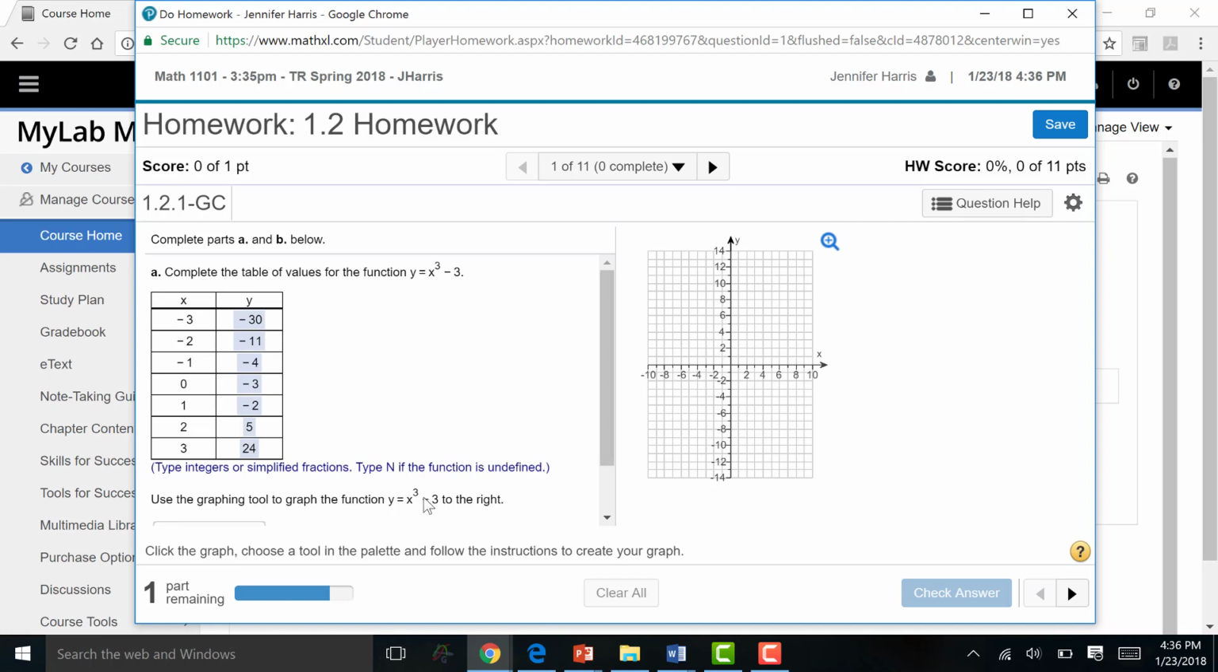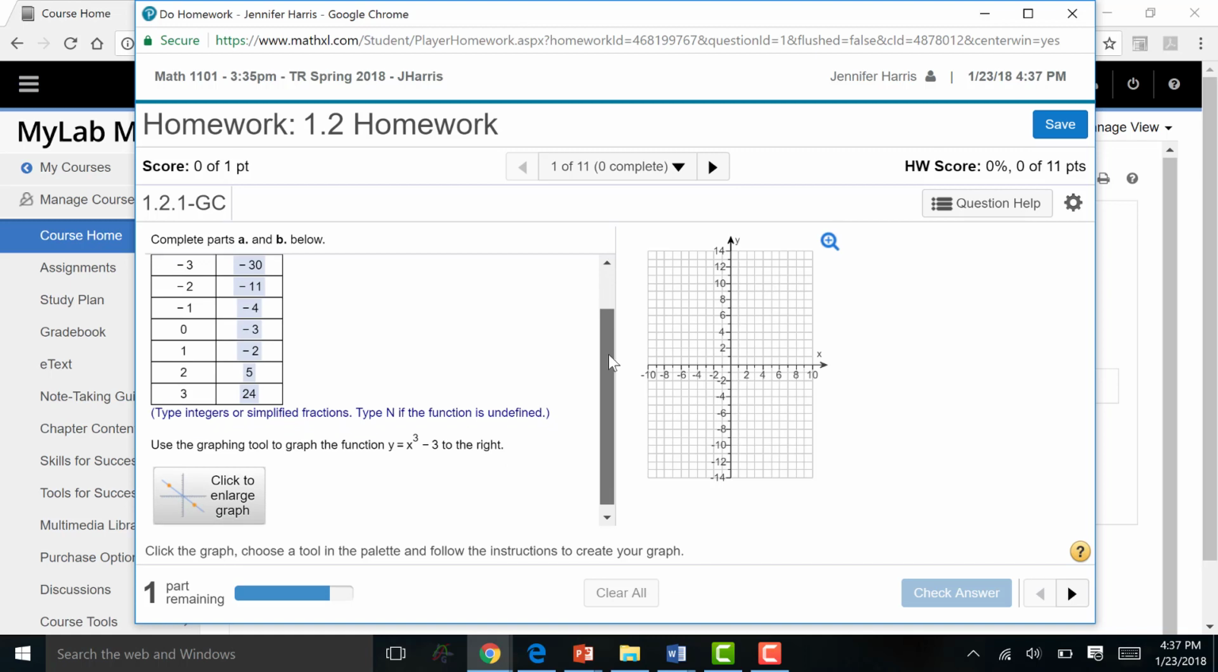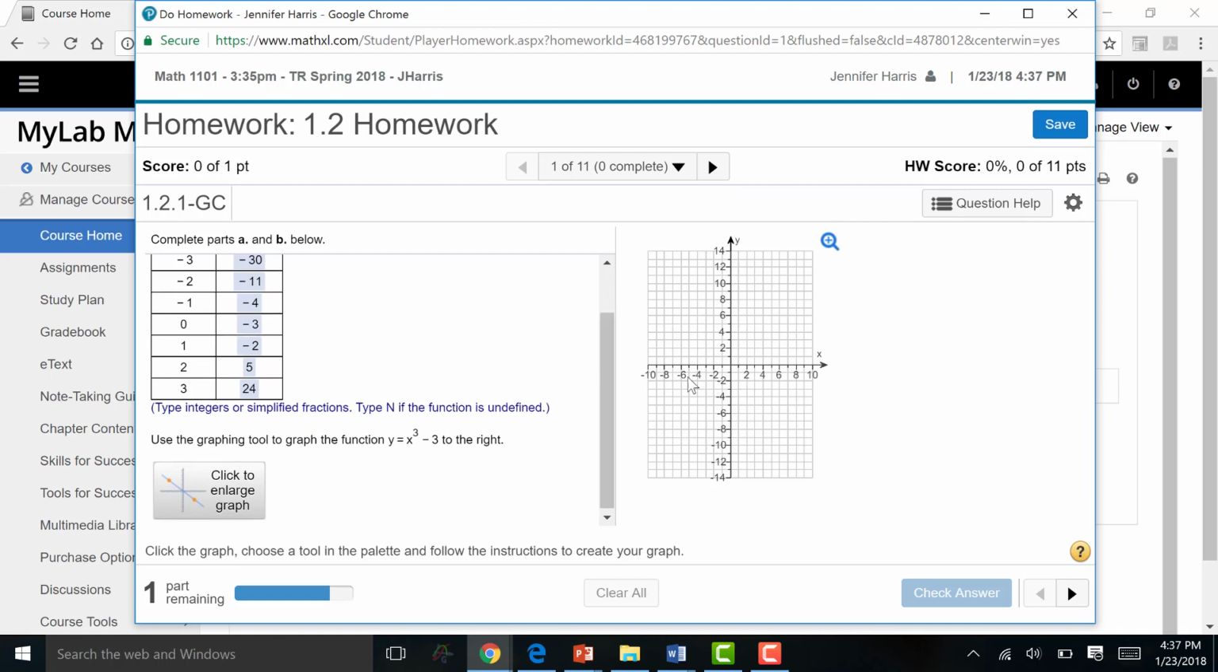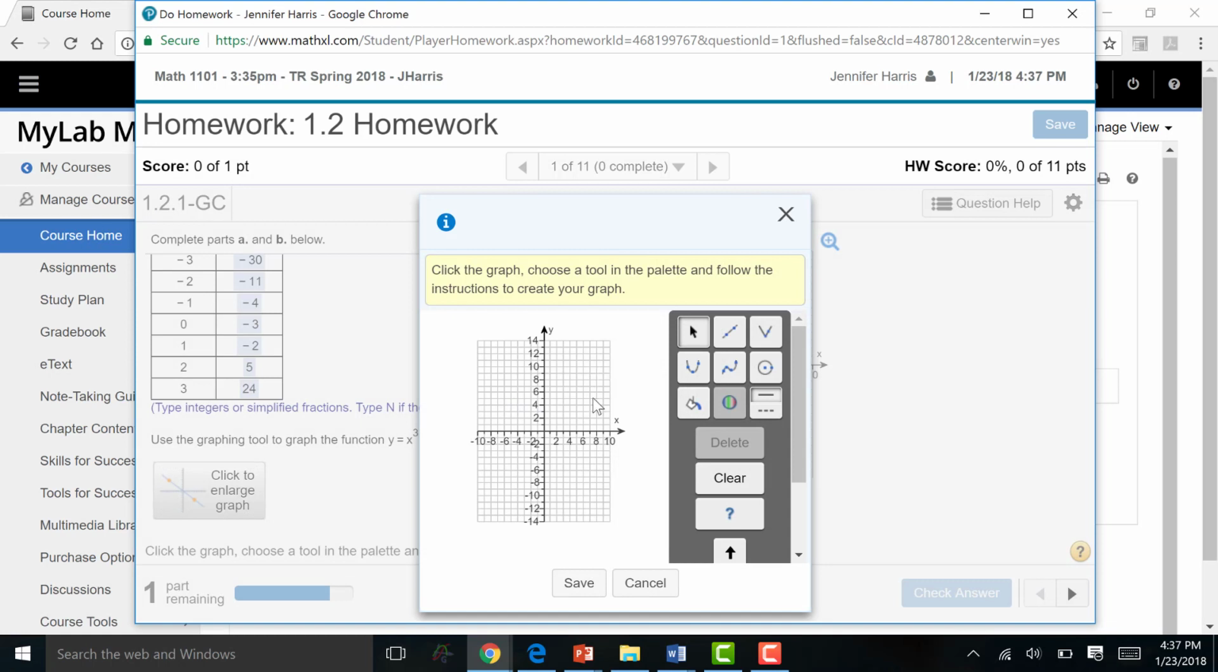Now it says use the graphing tool to graph that function. All it's going to do is connect the dots. So we got to put some dots over here so it'll connect. So can you see that it opened up a graph over here? All righty. If you click on it, it makes it larger, which I need it to be larger. Now, the question is, how do you decide what points to plot?